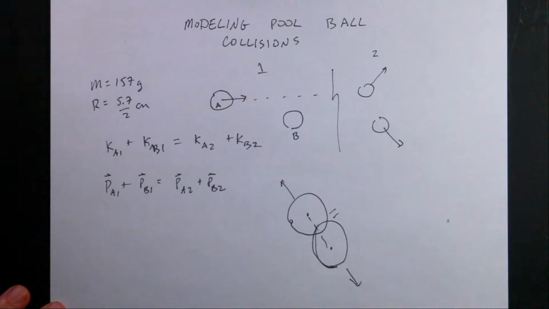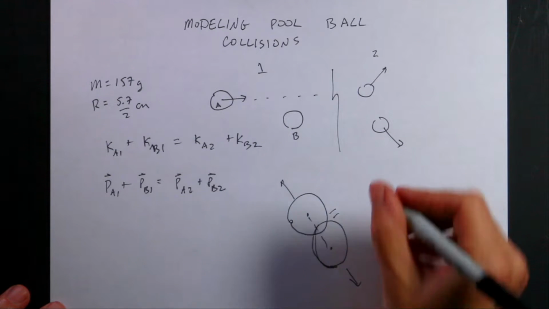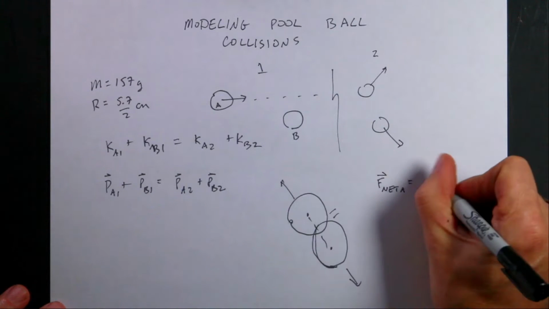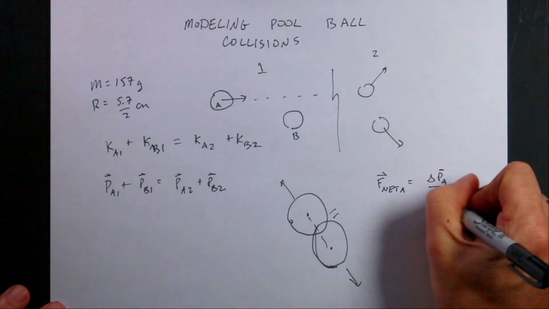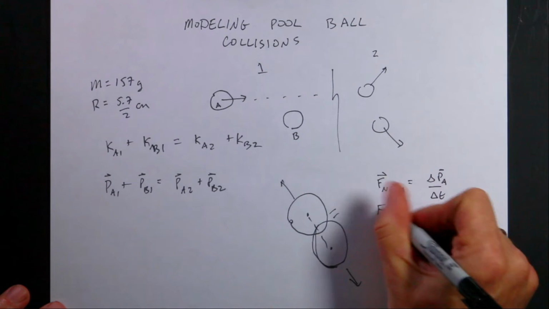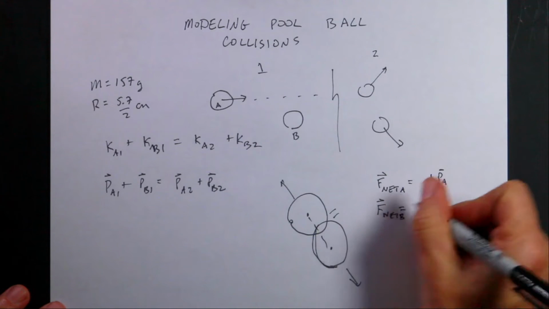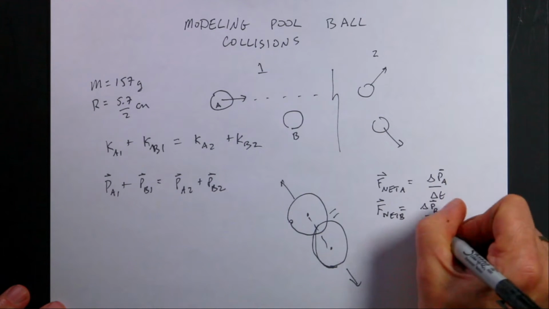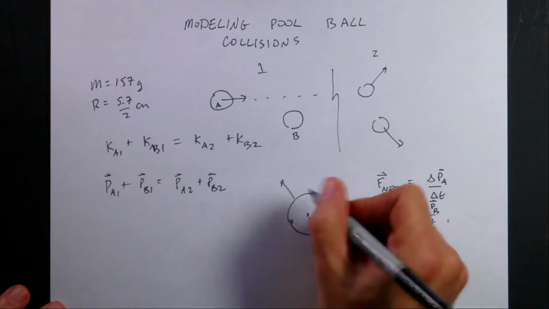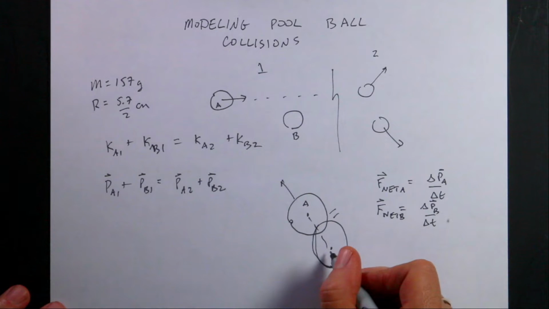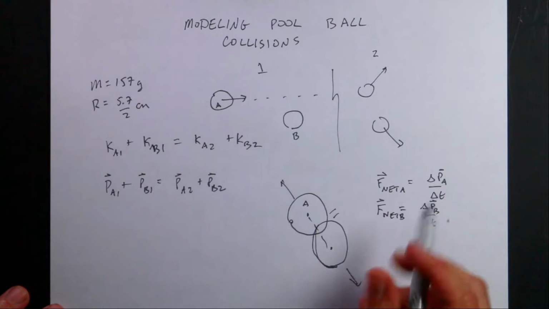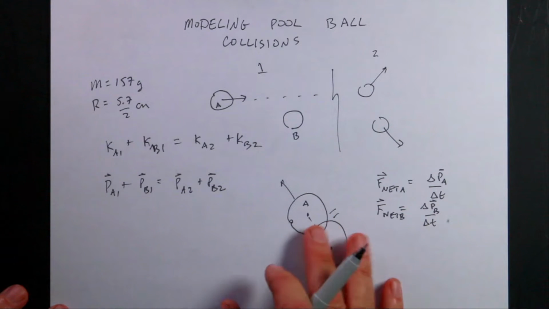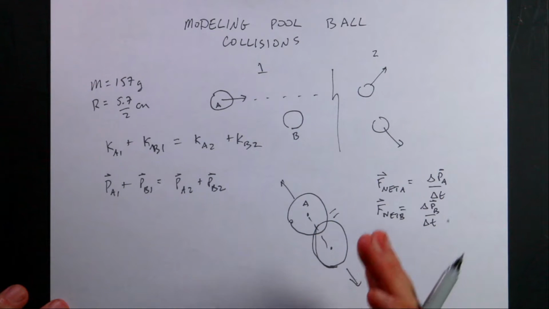And if I do that, I can use the momentum principle, which says that F net on A is equal to the change in momentum of A, and F net on B equals the change in momentum of B. And these are vectors. If I calculate the force on A, the force on B is just going to be the exact opposite because forces come in pairs. So here's what we're going to do. Number one, I'm going to find the motion of the balls using the definition of average velocity.